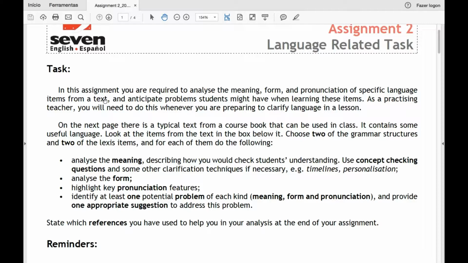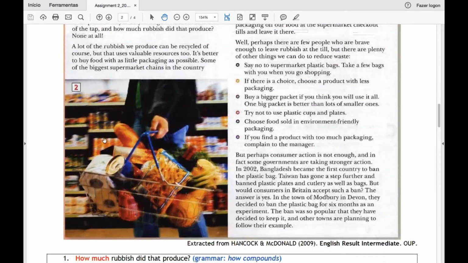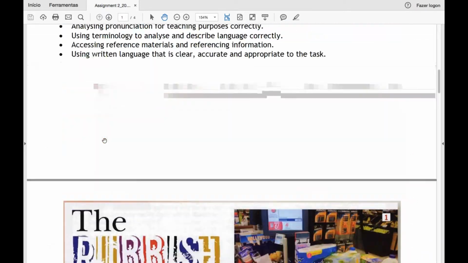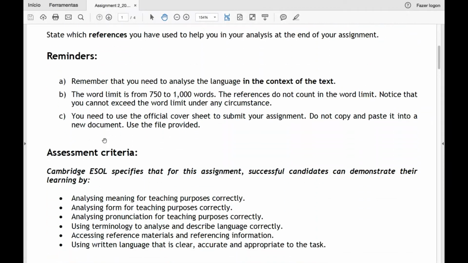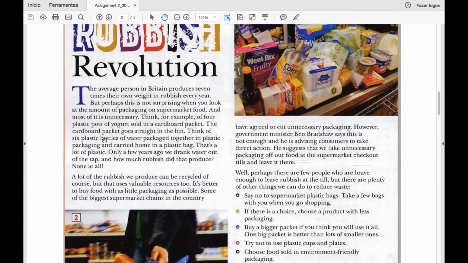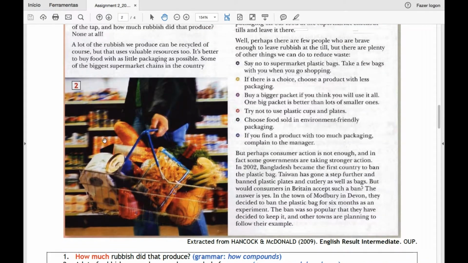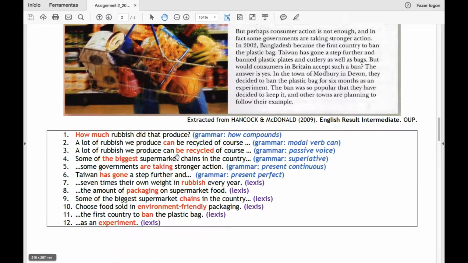On the next page, there is a typical text from a course book that can be used in class. It contains some useful language. Look at the items from the text in the box below. Choose 2 of the grammar structures and 2 of the lexis items, and for each of the items you will. Before I tell you what you have to do, have a look at the text. This is the text you will be using, and these are the language samples you will be choosing from.